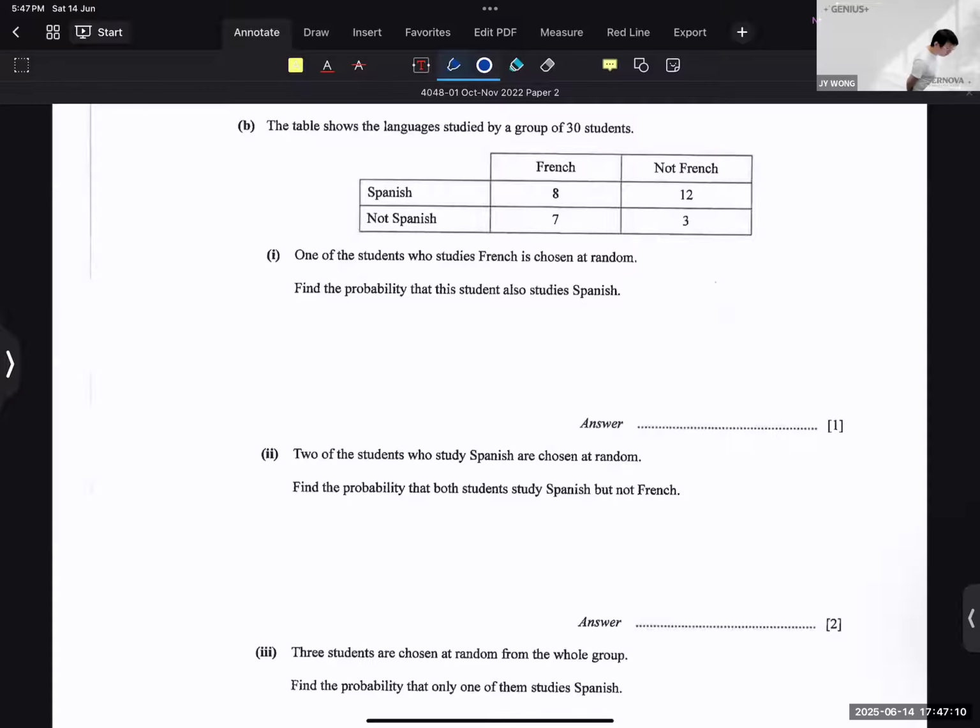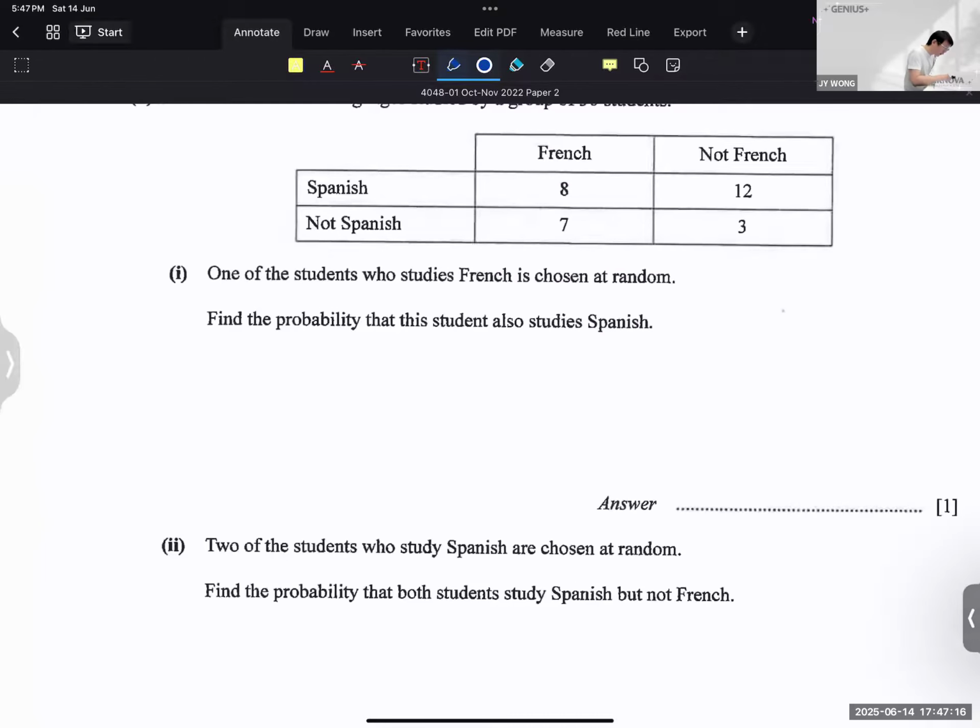The table shows the languages studied by a group of 30 students. One of the students who studies French is chosen at random. Find the probability that this student also studies Spanish. A lot of students struggle with this. One of the students who studies French is chosen. What does this mean?